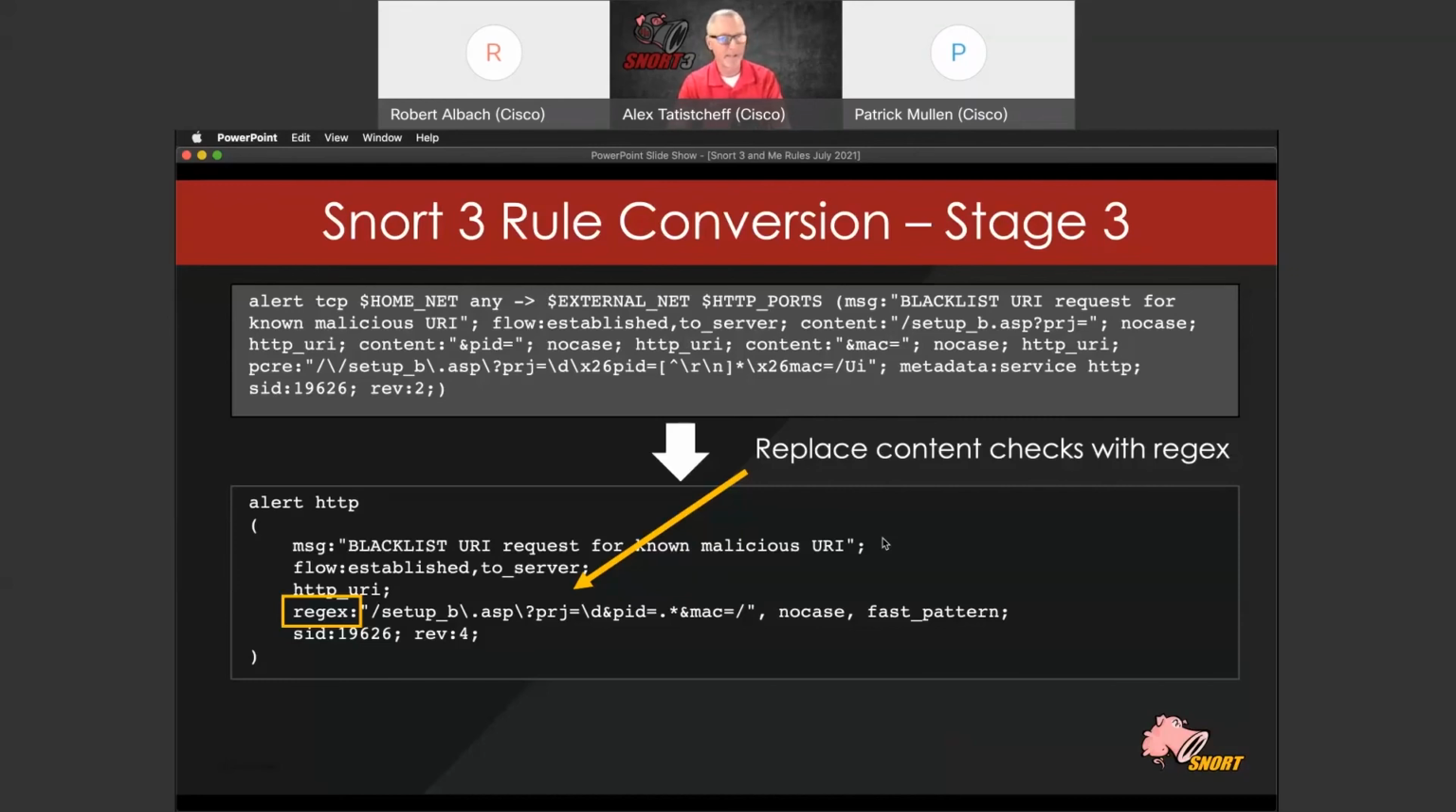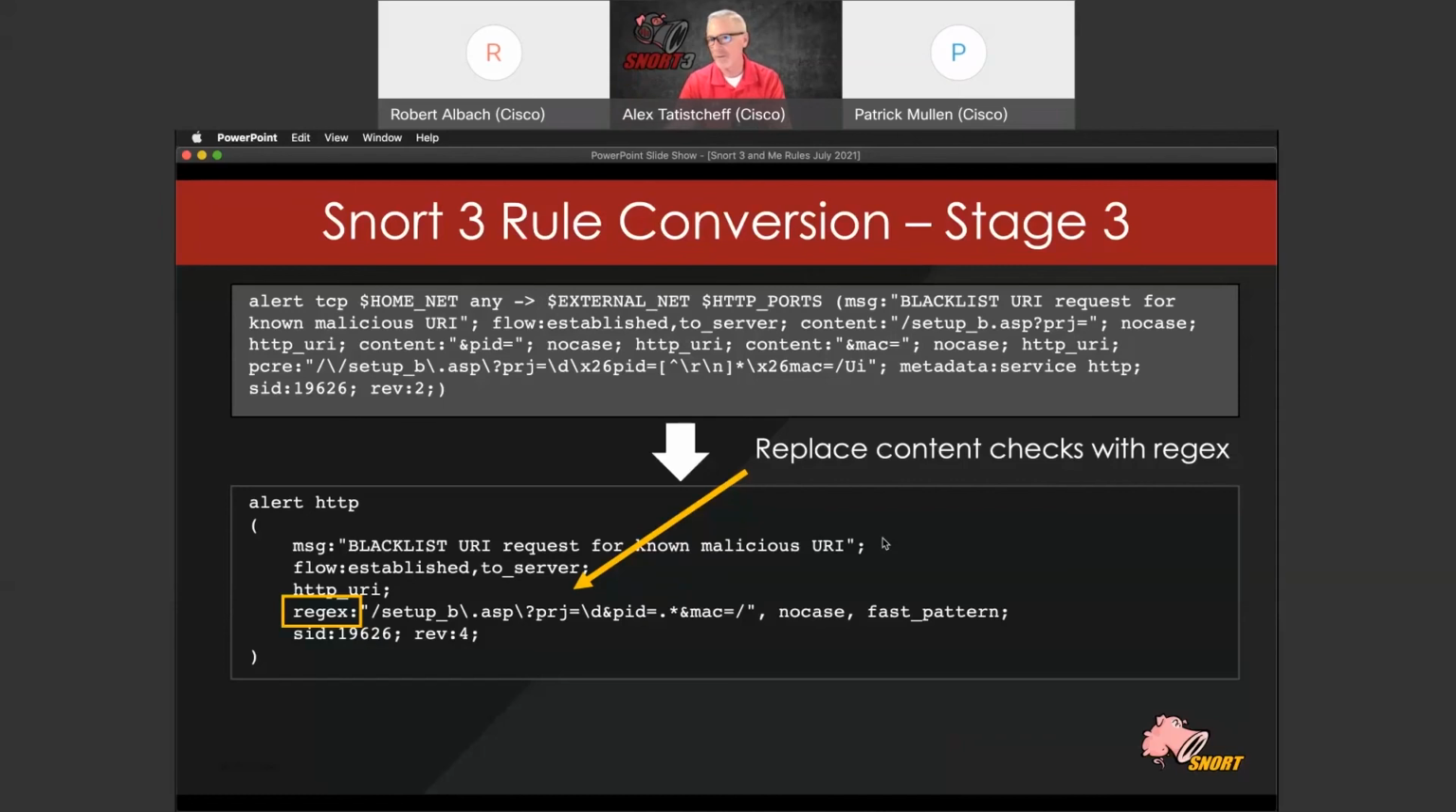But this is something you could do. You could actually take out those content checks, which are only there because the PCRE keyword was not very efficient, and you can use regex instead. In my testing, again very limited, I found that the regex keyword is about 30% faster than PCRE. So just on the surface, a little bit faster. Not a ton faster.